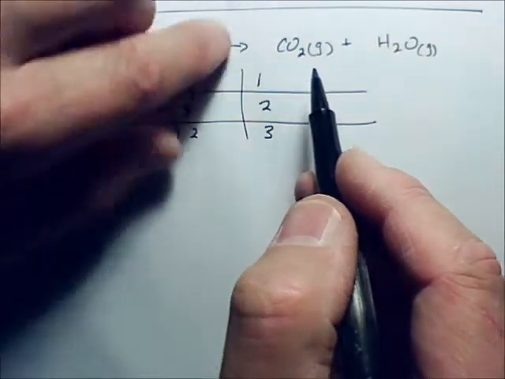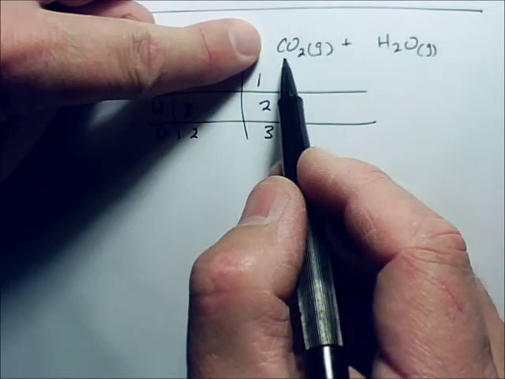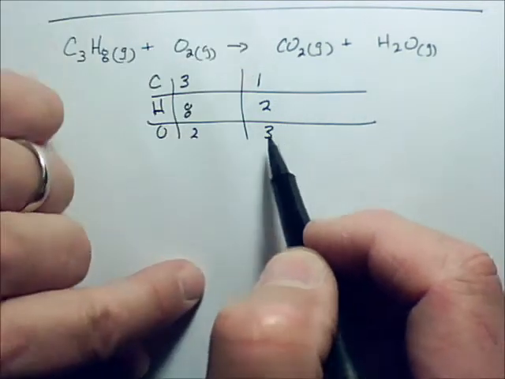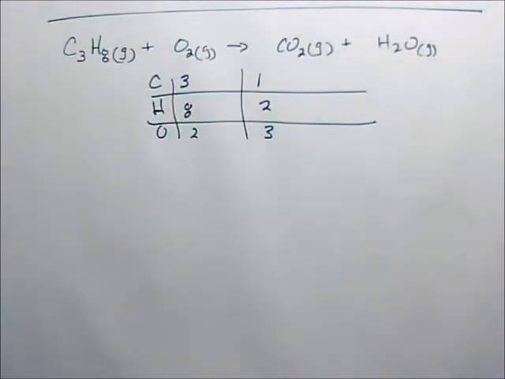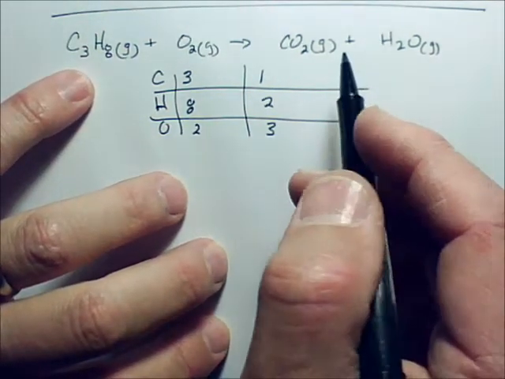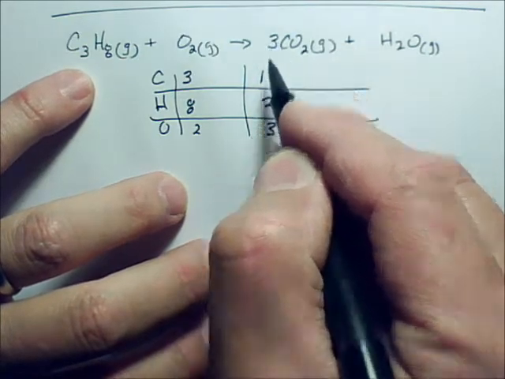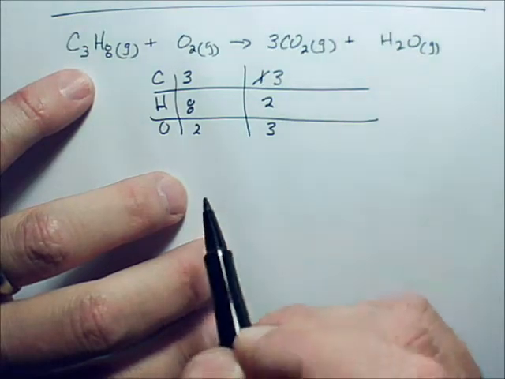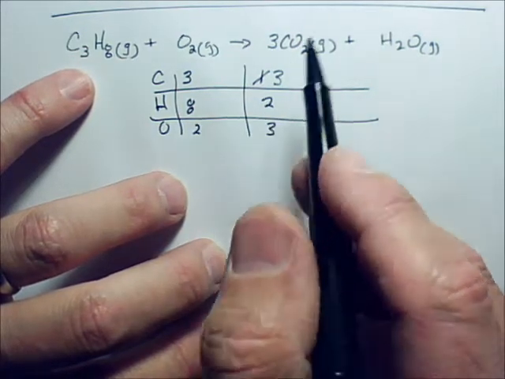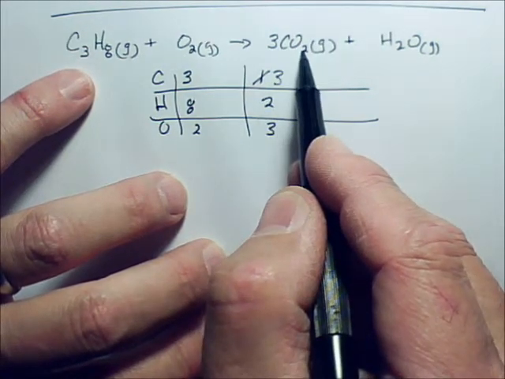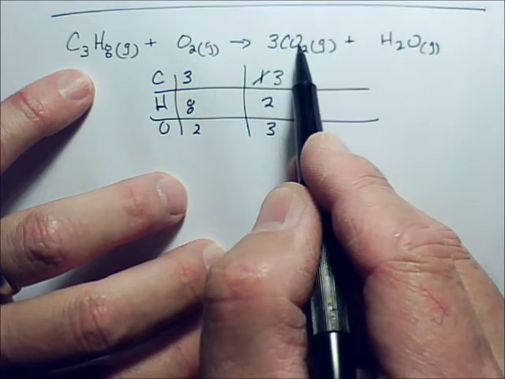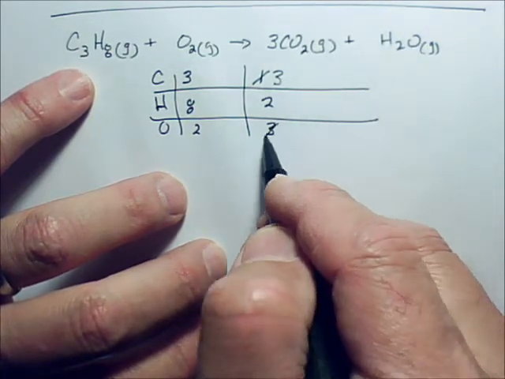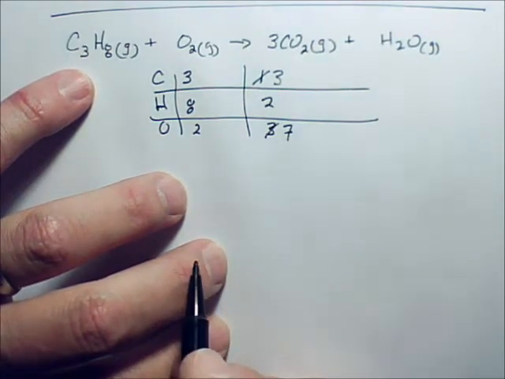Okay, and as long as all your products are carbon dioxide and water, it'll always be 1, 2, 3. All right. So what are we going to try to balance first? Carbon. So let's put a 3 here, and that'll give me 3 carbons, but it changes the number of oxygens. So I now have 6 oxygens here. 3 times 2 is 6. Plus 1, that would be 7 oxygens.